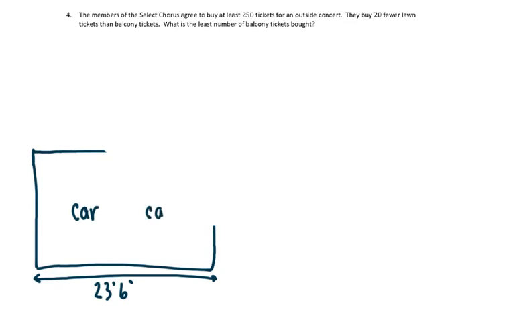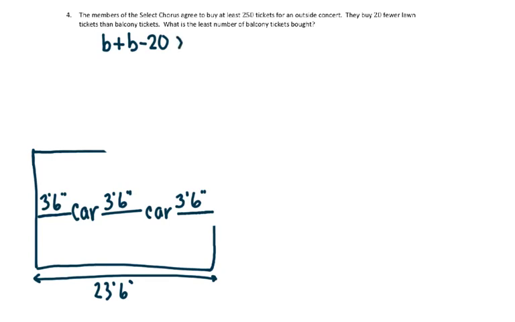All right, this problem is going to look a little bit different than the problems that you've seen before. And here's why. Because we're going to represent B as the number of balcony tickets, but we also don't know how many lawn tickets they bought. So we're going to represent the number of lawn tickets that they bought as B minus 20, because they bought 20 fewer lawn tickets than balcony tickets. So B minus 20 is going to represent that scenario. And they agreed to buy at least 250 tickets.